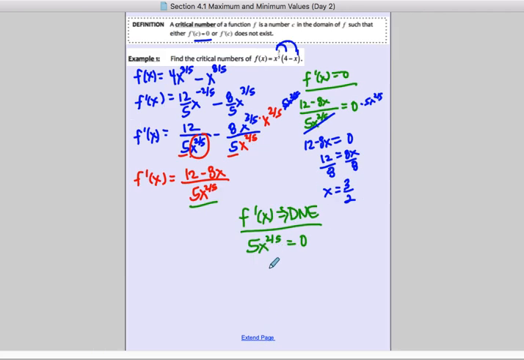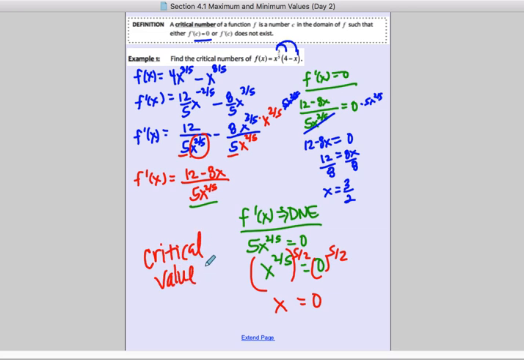So in this case, I would divide both sides by 5. 0 divided by 5 is 0. Then to get x by itself, you take it to the 5/2, because 2/5 times 5 over 2 gives us 1. So x to the first is equal to 0 to the 5/2, which is 0. Okay. So this leaves us with our critical values of 3 over 2 and 0. That would be our answer for this one.